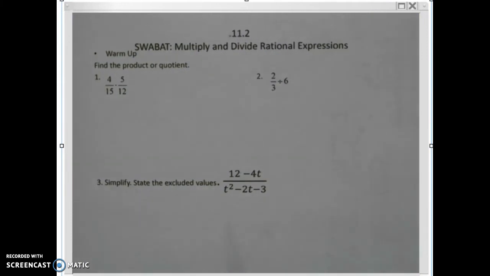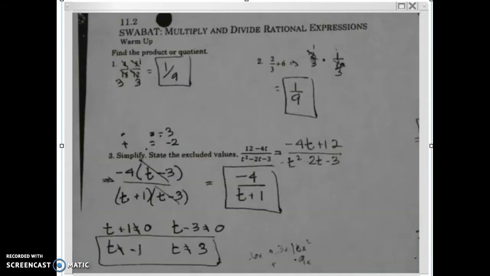Multiplying and Dividing Rational Expressions. So for your warm-up, I'm going to have you go ahead and press pause if you have not done so already, and go ahead and do this warm-up that I have prepared for you. Thank you. And thank you for pressing unpause. I'm going to trust that you did.